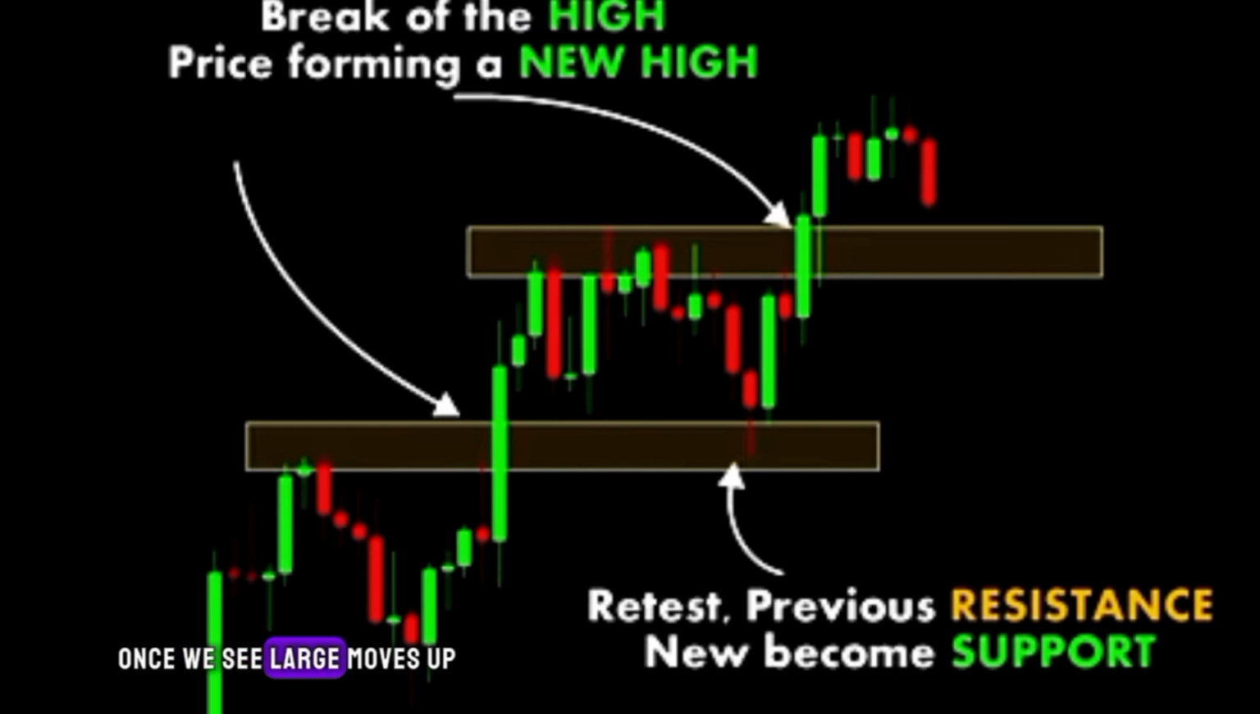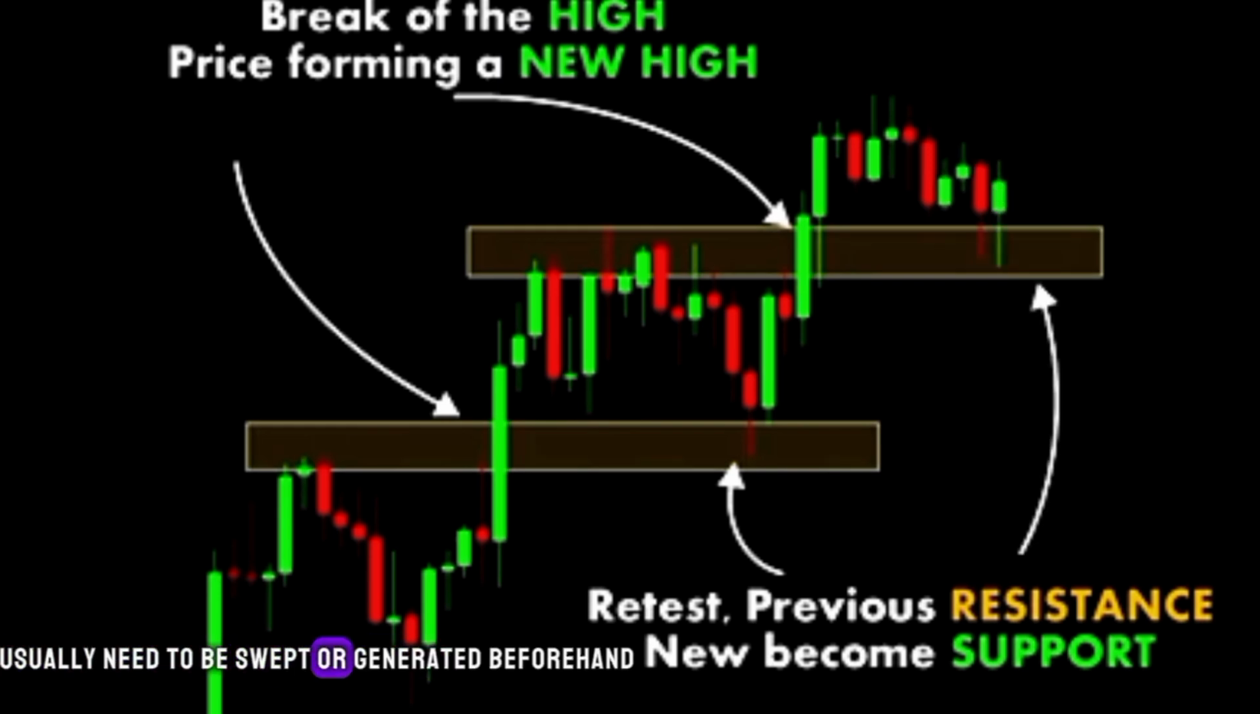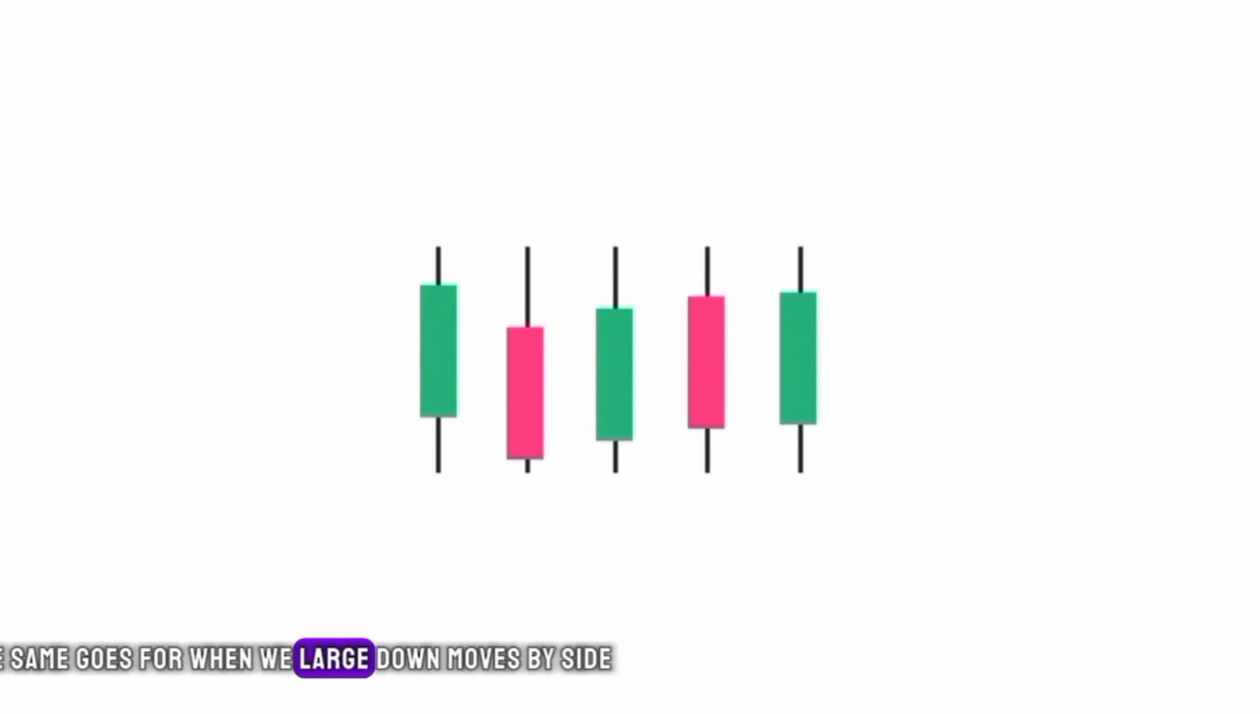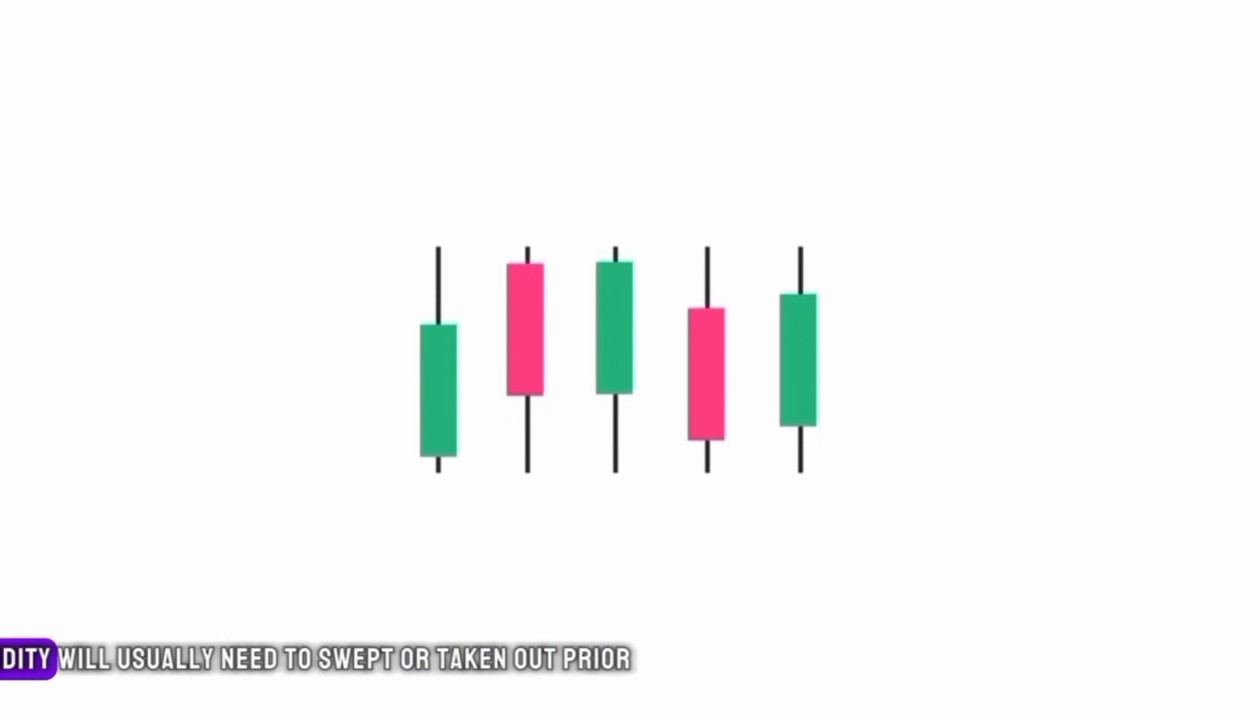So once we see large moves up, sell side liquidity will usually need to be swept or generated beforehand. That allows the move to actually impulsively move. It basically fuels the move. The same goes for when we see large down moves: buy side liquidity will usually need to be swept or taken out prior. So now we have gone through that.